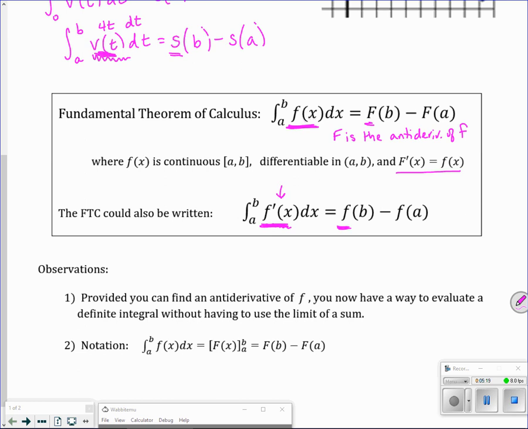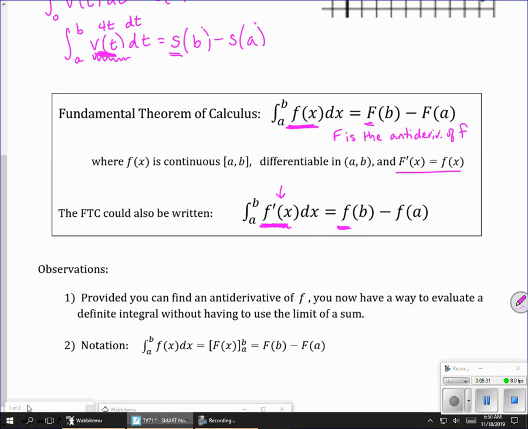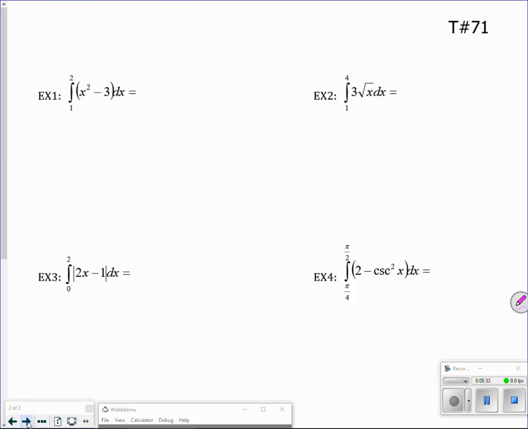You don't have to do it the long way. If it's not something you can do with geometry, then you have a way to do it. And there's a certain notation that you're going to use, but when we get to the example, I'll talk about that notation. So let's actually do one and see what we got.